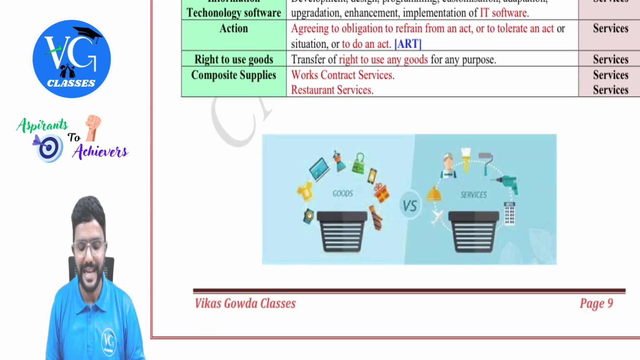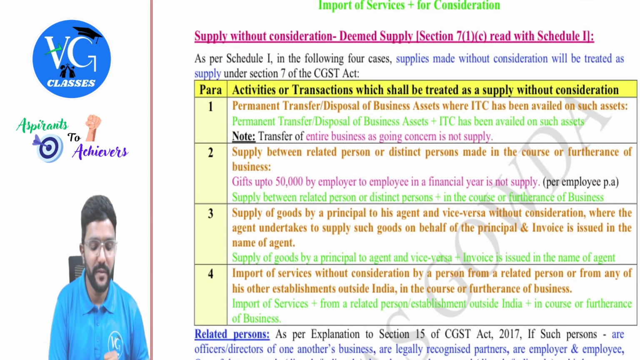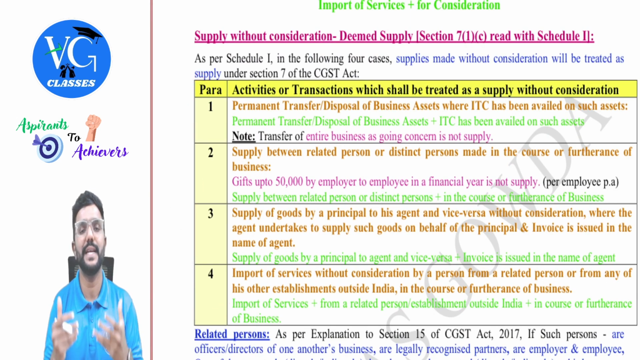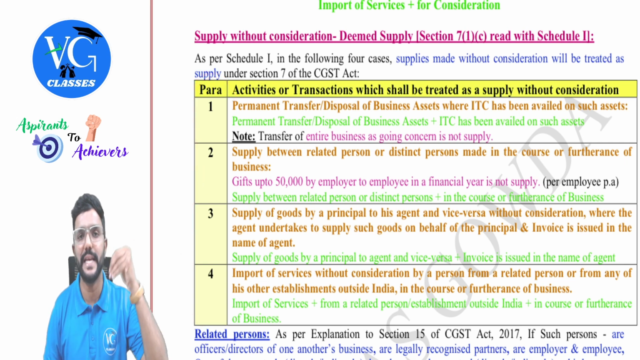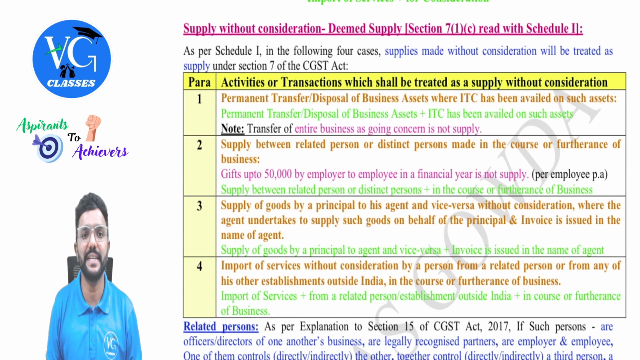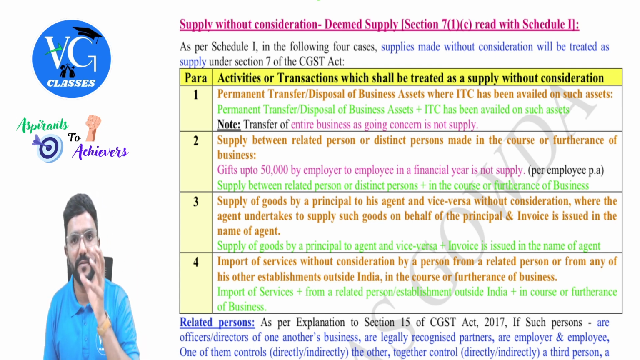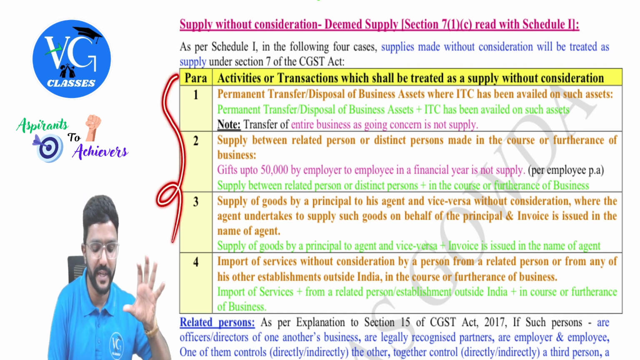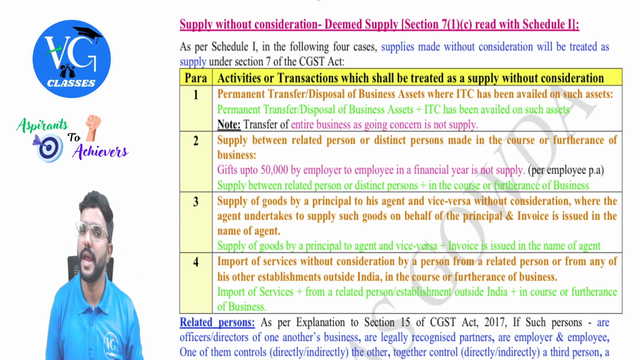And one more important clarification is, guys, see, only four activities, even without consideration, are treated as supply. Only these four. If there is any other activity or transaction where there is no consideration, will we treat it as supply? No, we will not treat it as supply. Please be careful. Whenever there is no consideration, check whether that activity or transaction will fit in any of these paras. If yes, it is a supply as per the respective para. If not, it is not at all a supply.